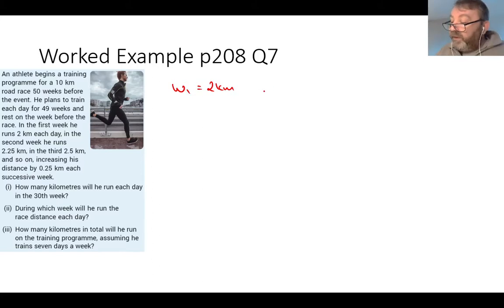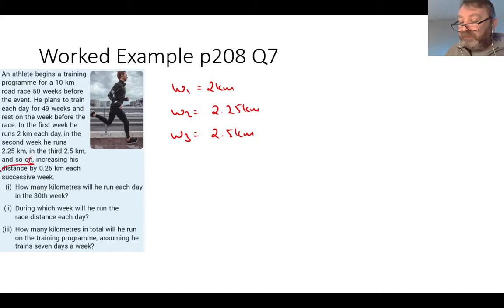In the second week, week 2, he runs 2.25 kilometers. Okay. And in the third, week 3, he runs 2.5 kilometers. And so on, increasing his distance by 0.25 kilometers each successive week. Now, increasing his distance by 0.25 kilometers, that is d straight away. That's the common difference. That's how much you're adding to each term each week as we go along.